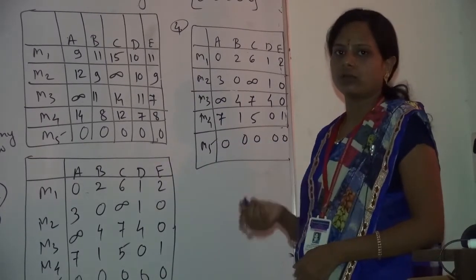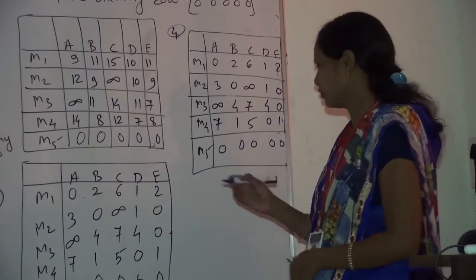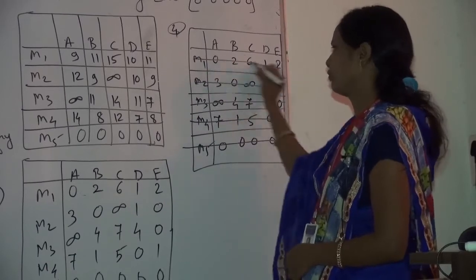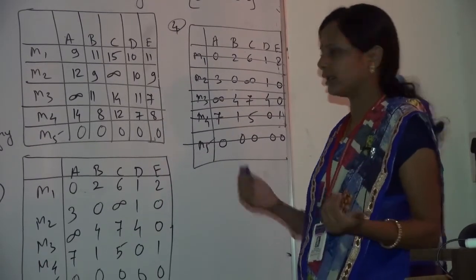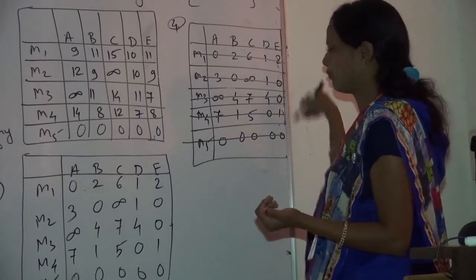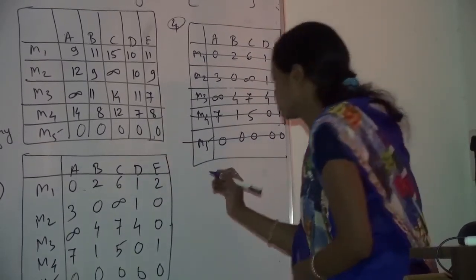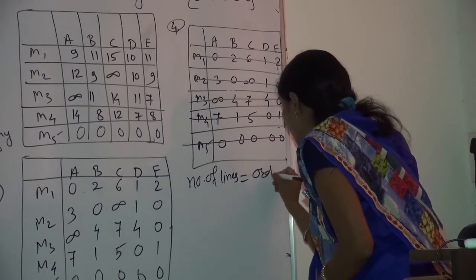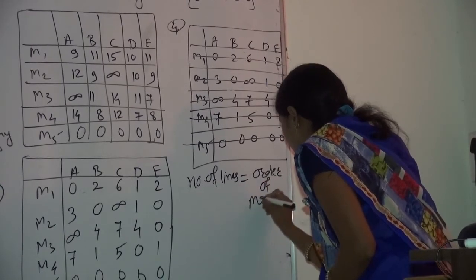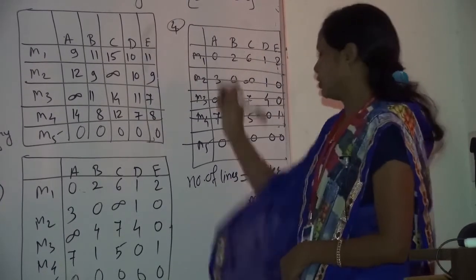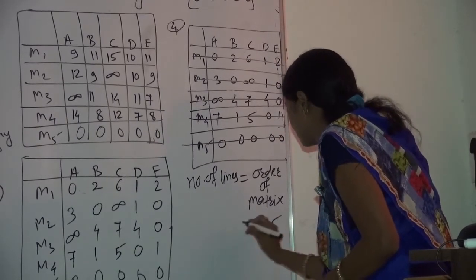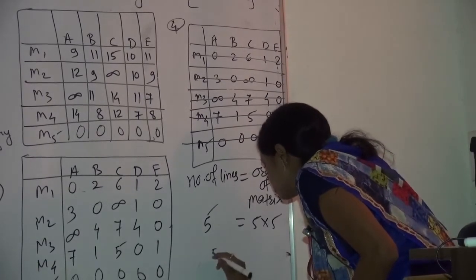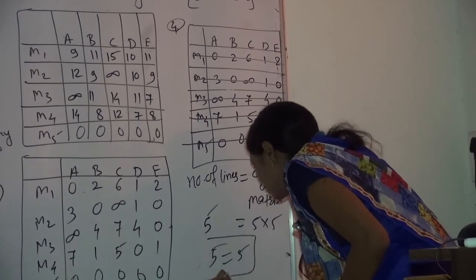So see here you have to draw horizontal or vertical lines as you wish. My wish is horizontal lines. So 1, 2, 3, 4, 5. You can also draw vertical lines 1, 2, 3, 4, 5. So you will get 5 lines. So now here number of lines equals the order of the matrix. So what is our order? Order is 5 by 5 and number of lines is 5. So 5 is equal to 5. We can go next.